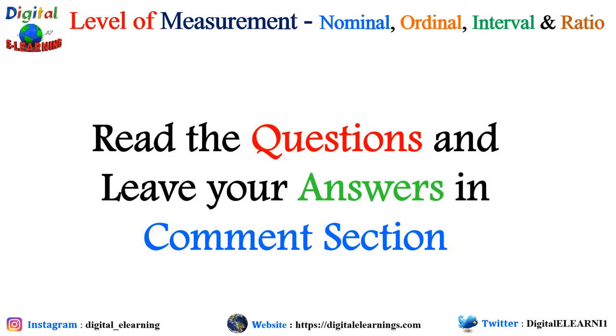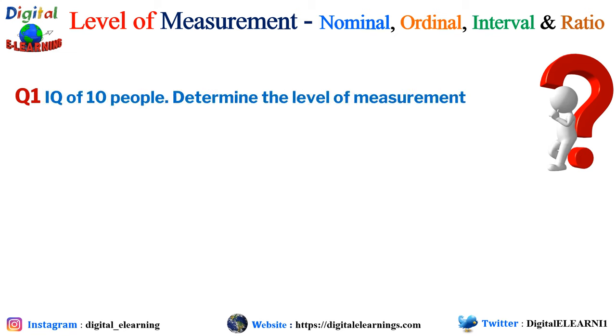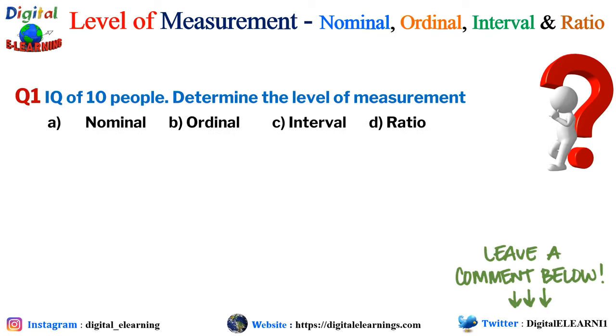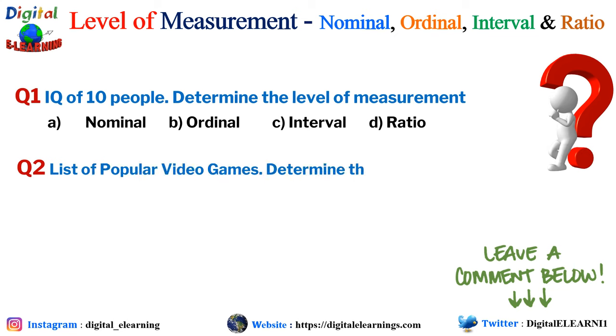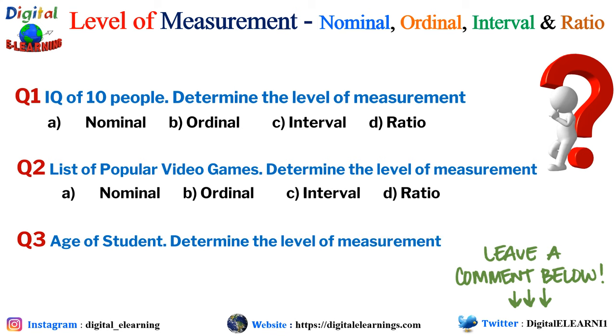Let's do a quick check to understand the concept. Read these questions and you can leave your answers in the comment section below. If we have to find out the IQ of 10 people, what level of measurement would that be? Nominal, ordinal, interval, or ratio. Second question: list of popular video games. Determine the level of measurement. Nominal, ordinal, interval, or ratio. And third, age of students. Nominal, ordinal, interval, or ratio. With this given information, just try to figure out the level of measurement for all these three questions, and you can leave your answers in the comment section below.